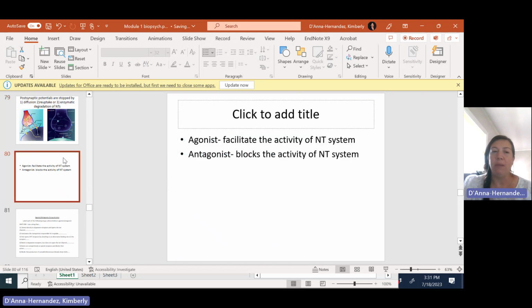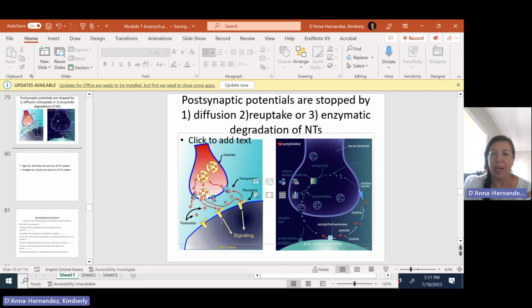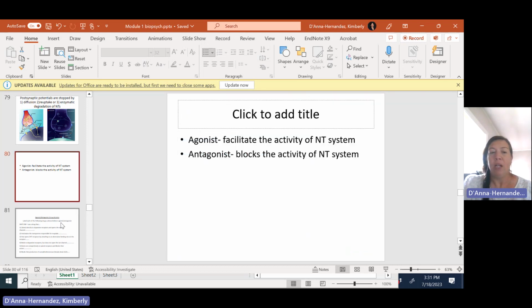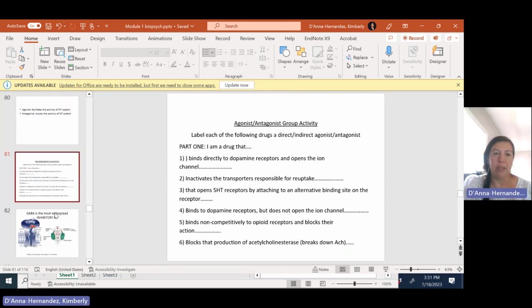I always have students think about what is going to happen at the end. Is the receptor going to be activated and an ion channel open? If an ion channel is able to be open, no matter at what level there's intervention, it's an agonist. If it's not, then it's an antagonist. And so you can work through that in-class assignment there.